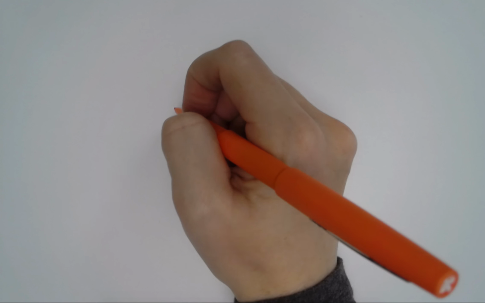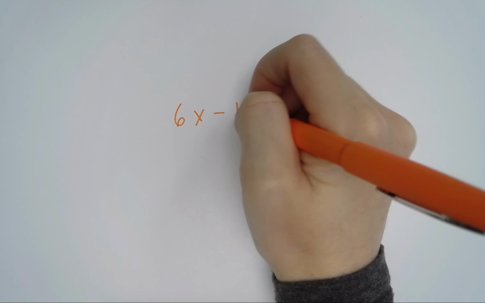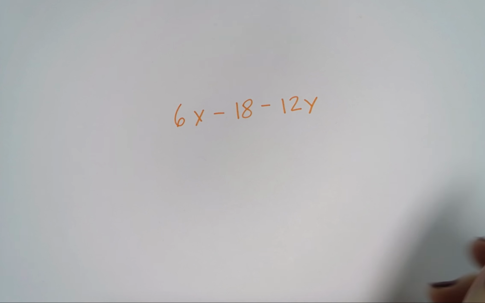All right, the next one we're going to do from your book is example 3, and it's factoring 3-term expressions. We're going to be doing it the same way we did in examples 1 and 2, but this time we need to find the greatest common factor of 3 numbers rather than just 2. So our first example is 6x minus 18 minus 12y.